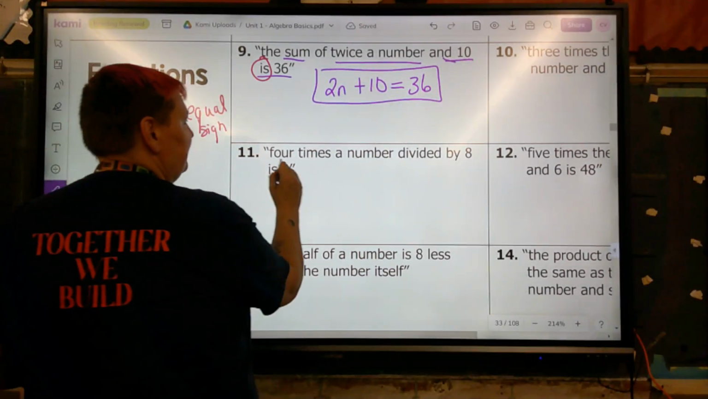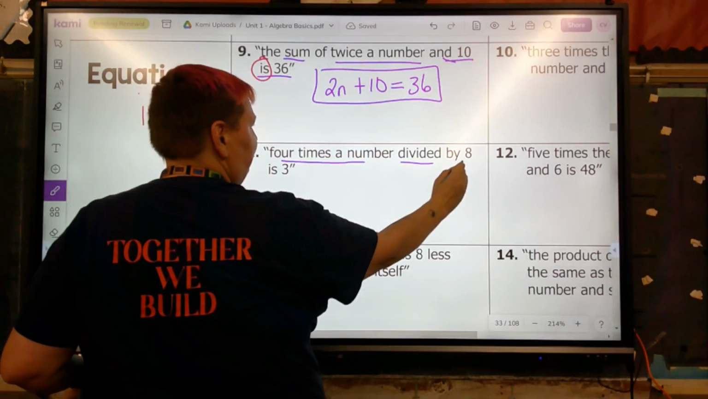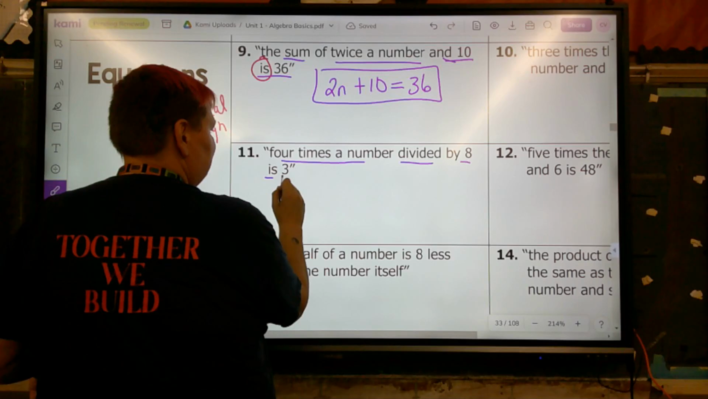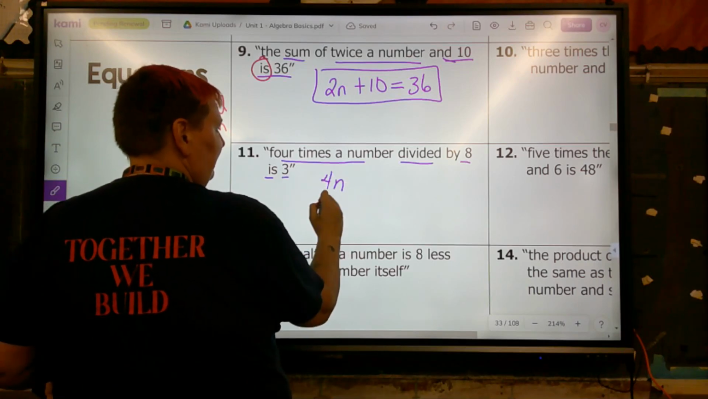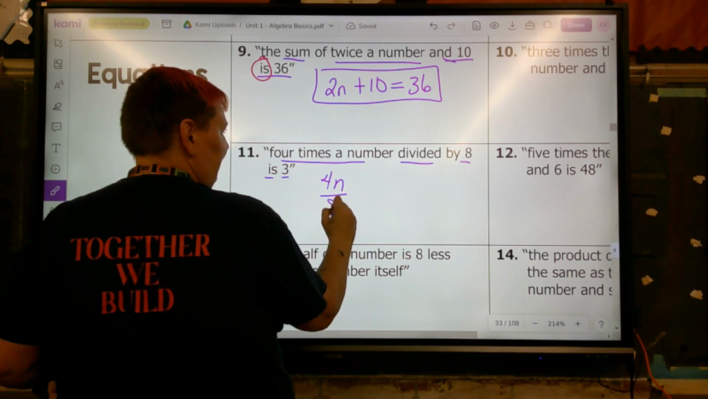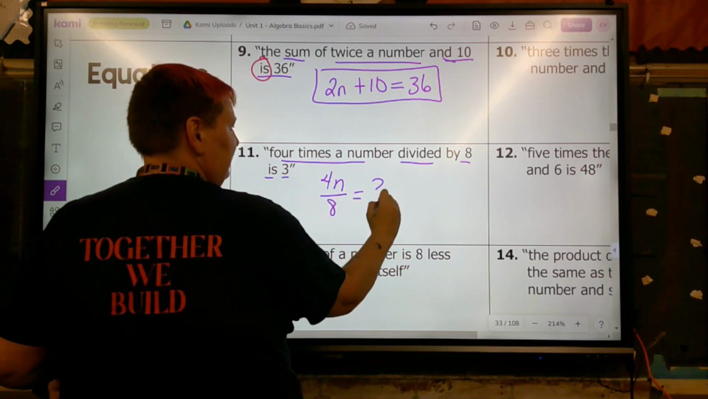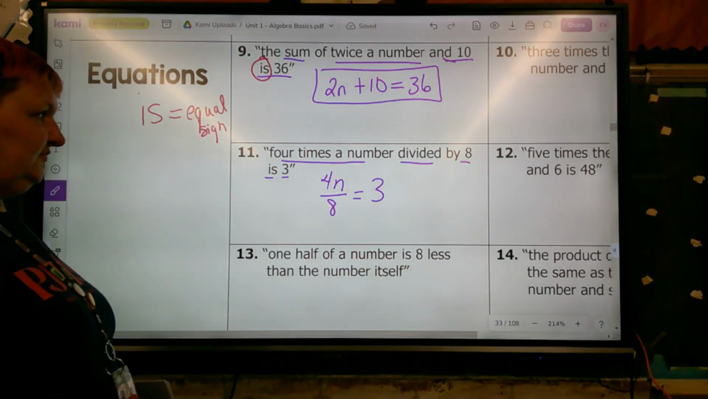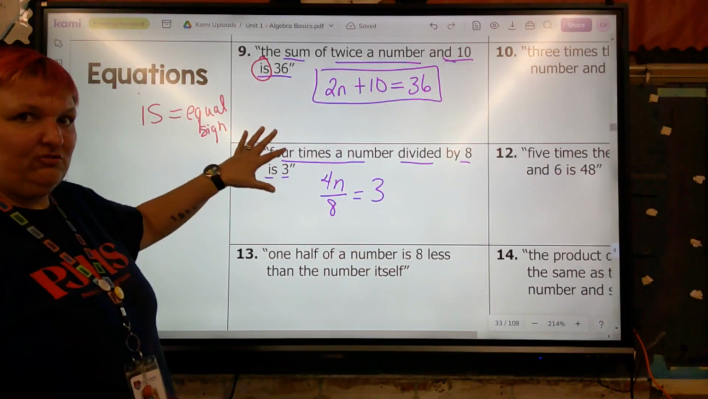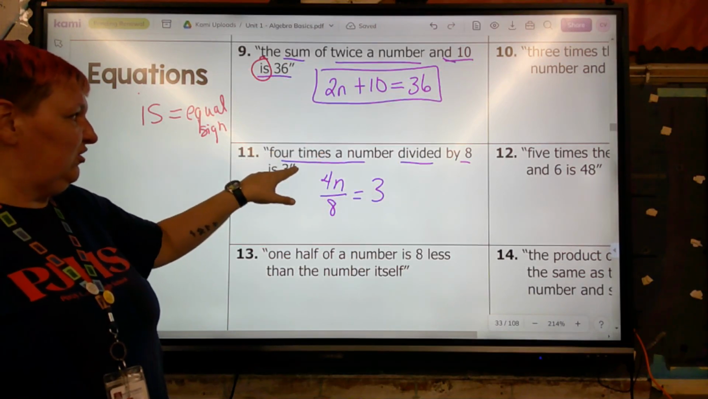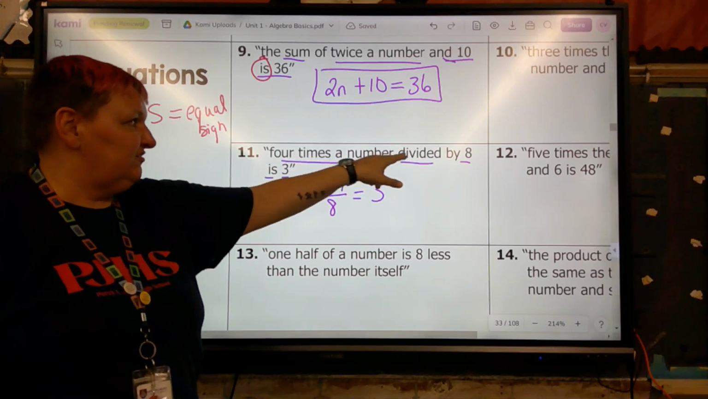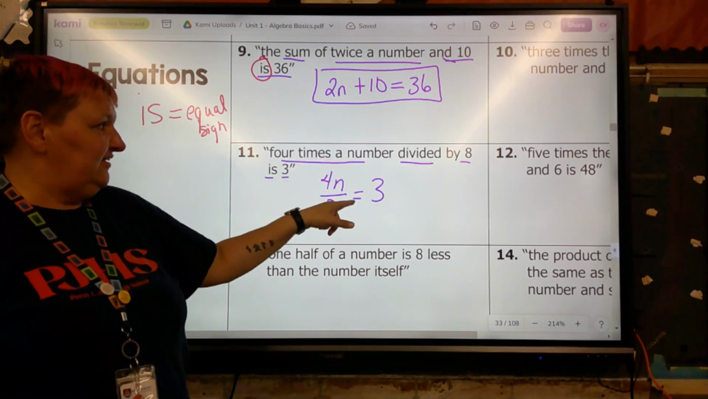4 times a number divided by 8 is 3. Sometimes it's literally as simple as writing what it says. 4 times a number divided by 8 is 3.